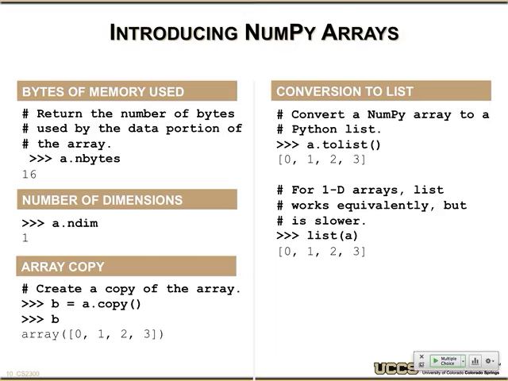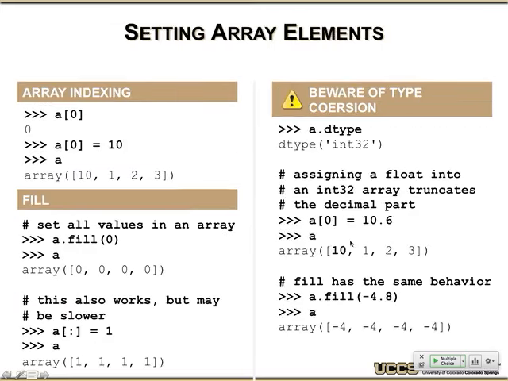New copy. So copy makes a copy. Deep copy. You can also go back and forth to lists. So I can do two lists and list of A and get them in and out. Okay. Array indexing in Python is 0.